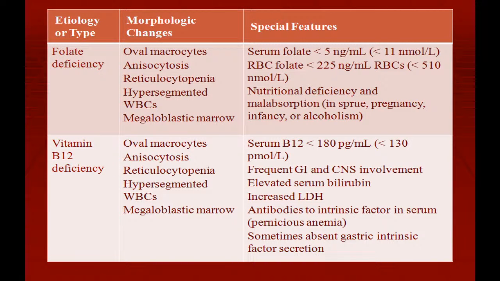Also, there are some deficiencies which lead to anemia, and more often we see them due to folate deficiency and vitamin B12 deficiency. So for folate deficiency, in CBC we see oval microcytes, also anisocytosis and reticulocytopenia, hypersegmentation of white blood cells, and megaloblastic changes in marrow. And some specific changes which help you to detect folate deficiency: it's decreased level of folate in serum and in red blood cells.